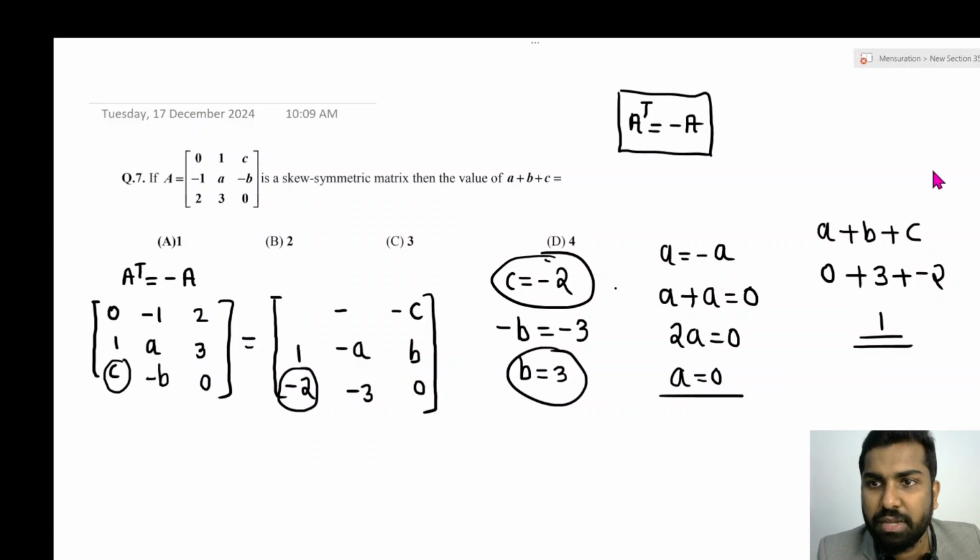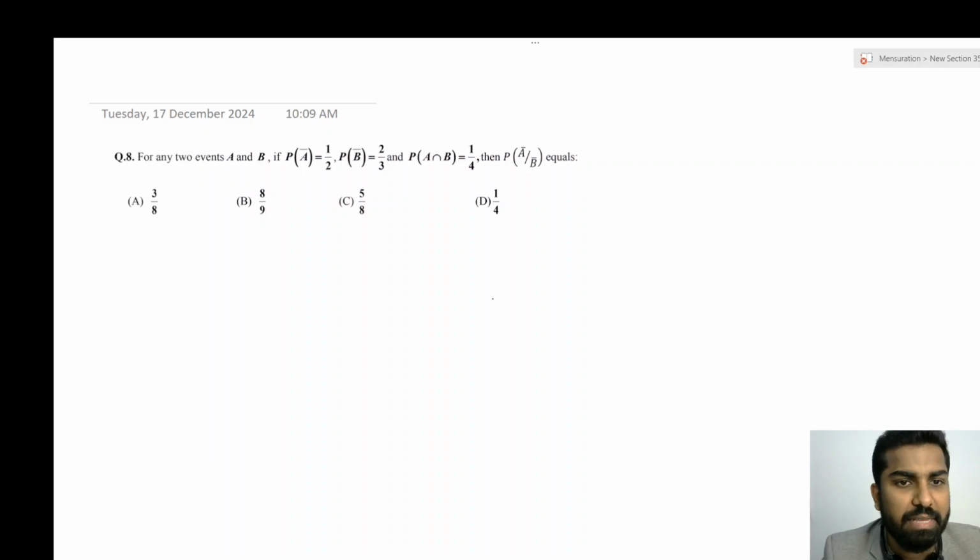The next question we have is from the chapter probability. For any two events A and B, if P of A bar equals 1 by 2, P of B bar equals 2 by 3 and P of A intersection B equals 1 by 4, the question is we have to evaluate P of A dash given B dash. So we have to evaluate P of A dash given B dash from the given conditions.